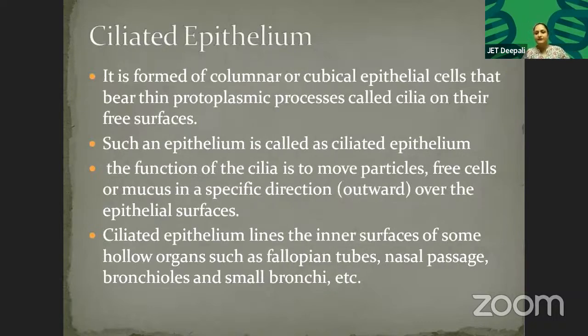Now, what is ciliated epithelium? It is formed of columnar or cuboidal, meaning ciliated epithelium can be of columnar or of cuboidal epithelial cells that bear thin protoplasmic processes called cilia on their free surface. Protoplasm is the fluid in the cell. In cilia, that protoplasmic process is present on their free surface. Such an epithelium is called ciliated epithelium.